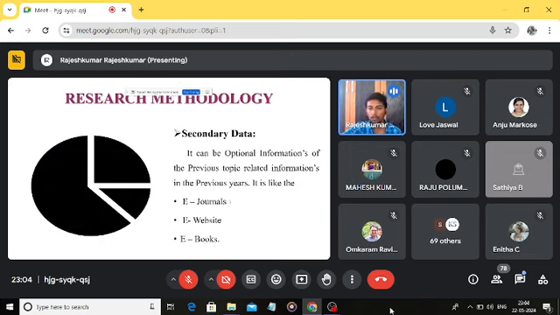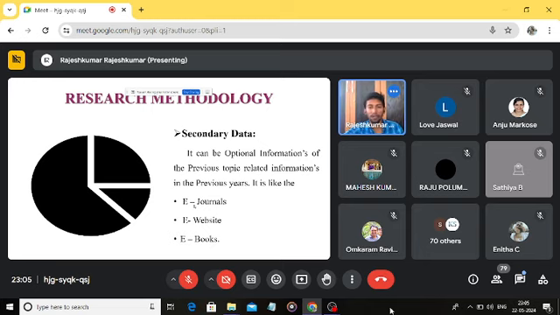And secondary data is known to all people. It is represented by e-journals, e-websites, or e-books. E-journals means we check UGC website journals, Scopus website journals, Science Citation Index journals, Web of Science, or International Journal of Science and Research. In the UGC there are around 50 journals, like UGC CARE 1 and UGC CARE 2 publications. Moreover, we get the information on second preference from those only.